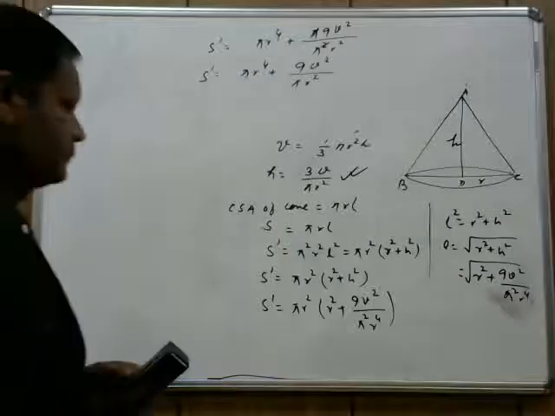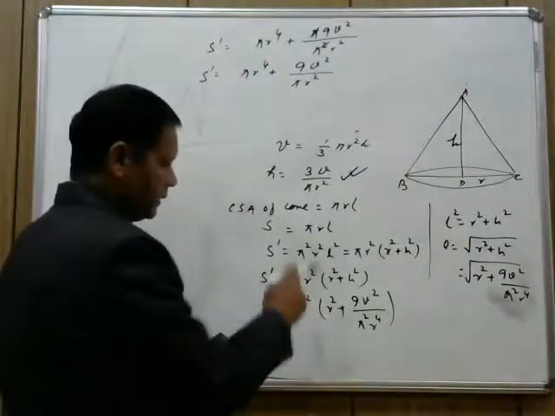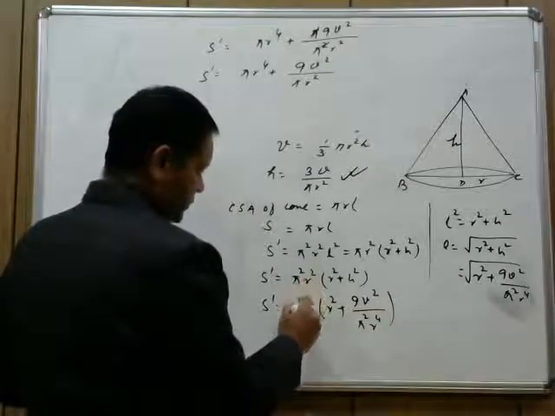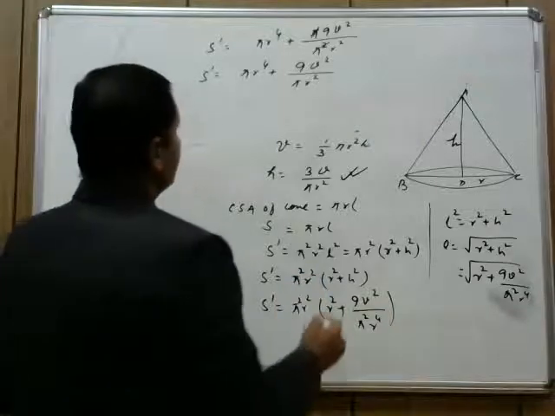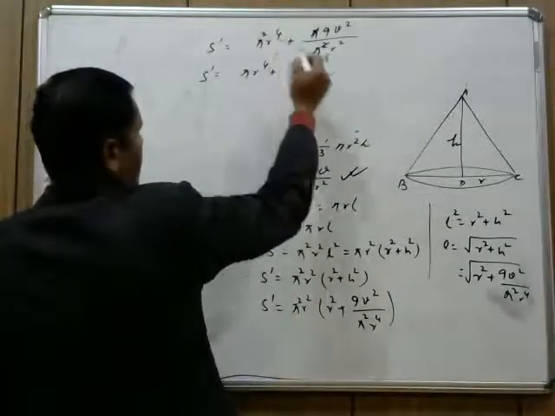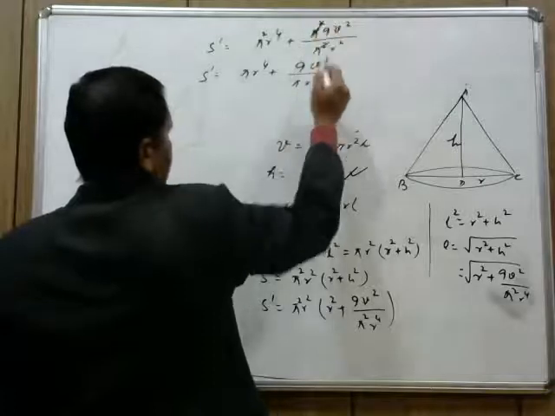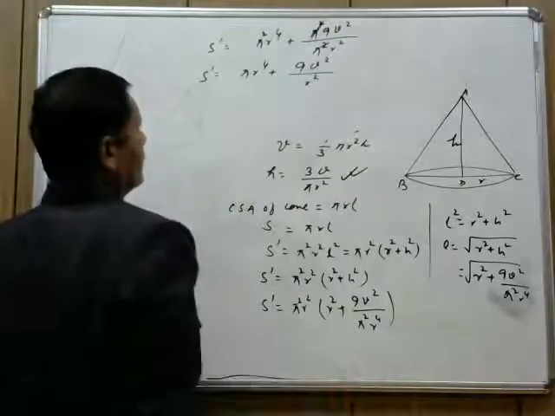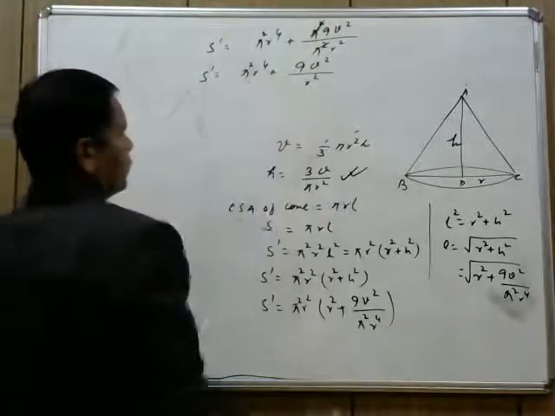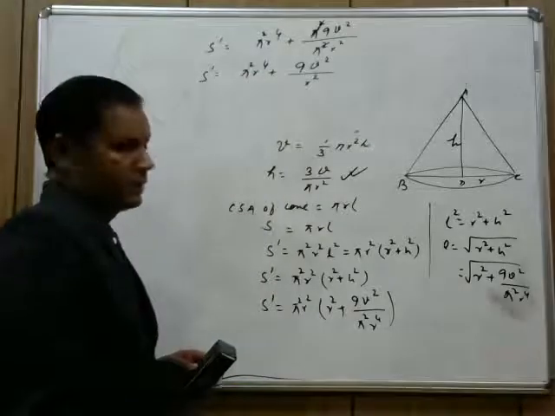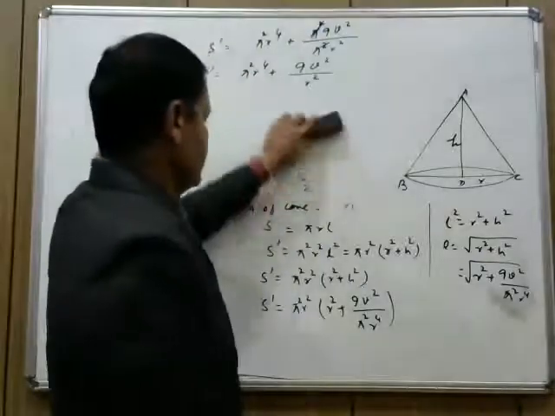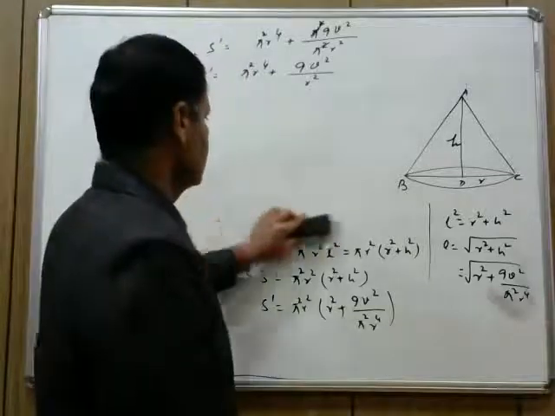Right? Fine. Here this pi square will continue, and this pi square will be cancelled. Now this will be pi square r to the power 4 plus 9v square by r square. And now we will differentiate it.